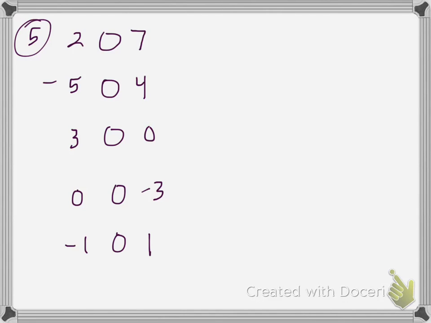Number 5 is asking us to use the greater than or less than symbols to make each of these statements true, and use a number line for help if you need to. So the first one is comparing 2 and 7, and we would use this symbol and read it as 2 is less than 7. The next one, -5 and 4. -5 is less than +4. 3 and 0. Well, 3 is greater than 0.